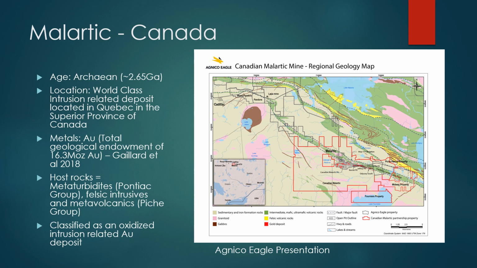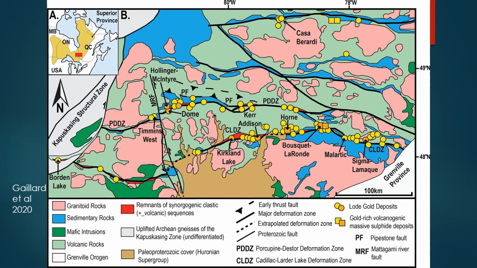And the Malartic is located in the Superior province, which is known for being one of the most mineralized provinces in the world. It's a geological paradise. And here is a more detailed geological map produced by Gaillard in 2020. What this shows is, along this major deformation zone known as the Cadillac-Larder Lake Deformation Zone, we see a whole bunch of different mineral deposits ranging from orogenic gold or lode gold to gold-rich VMS sulfide deposits.